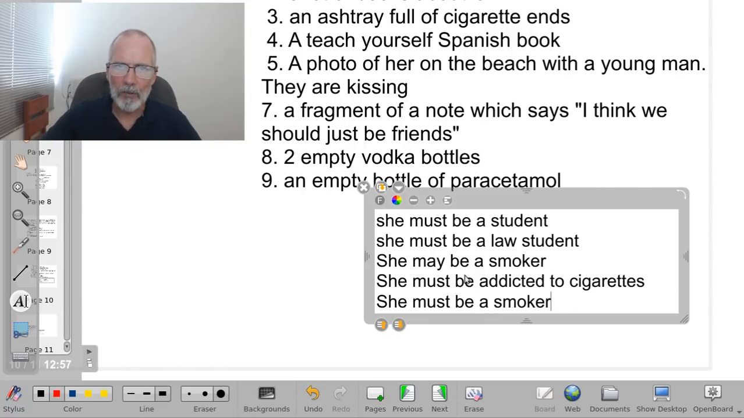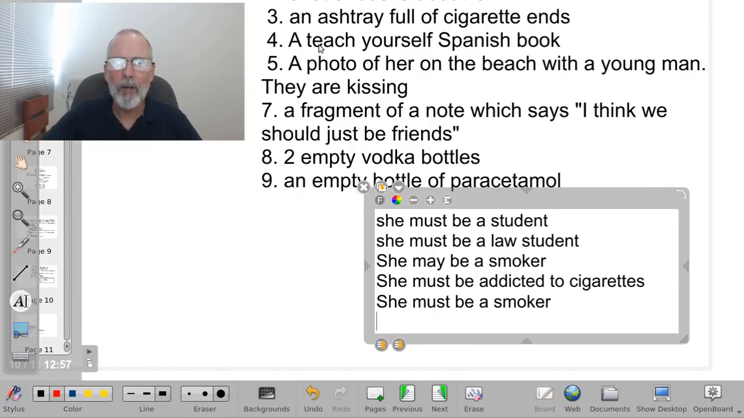What else have we got? There is a photo. She has a book, Teach Yourself Spanish. What assumptions can you make about that? She must be a Spanish student, yeah.